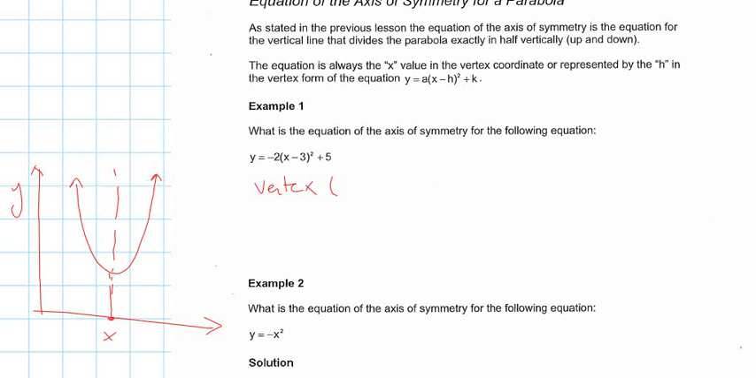Okay, so what's the vertex again? 3, 5. So that's 3, 5. And then we said that the x value of the vertex is the axis of symmetry. So the way I'm going to write this is the axis of symmetry, x equals 3. Notation is important.